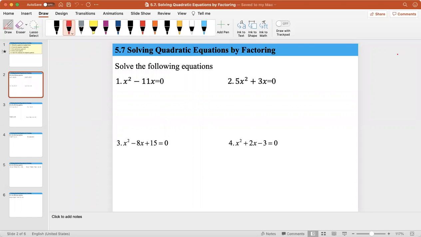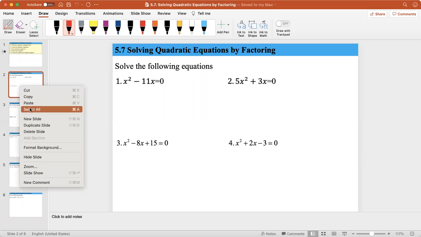First equation, x squared minus 11x equals 0. We see that there are two terms in this equation, which means we cannot use the AC method. We cannot use the method that we use to factor x squared plus bx plus c. But looking at the two terms, we have x squared minus 11x, and we can make use of the GCF in this case in order to factor the left side of this equation.